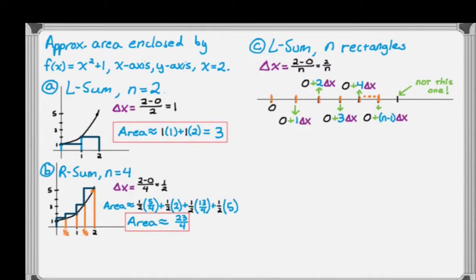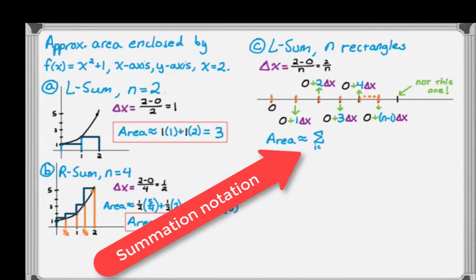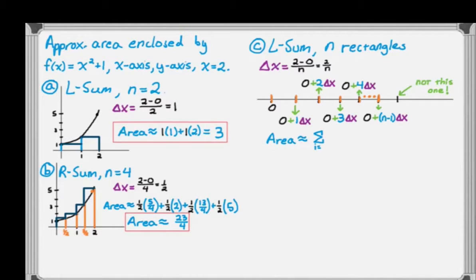Alright, and what I want to do is try to write a formula for this. So the area is approximately a summation, and I'm going to say that i is what I'm multiplying delta x by to get each of these points. In general, I want i to first start at 0, because that first point where I'm finding a height is 0 plus 0 delta x's, so i starts at 0.